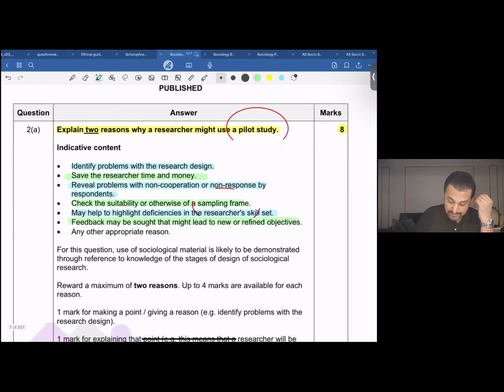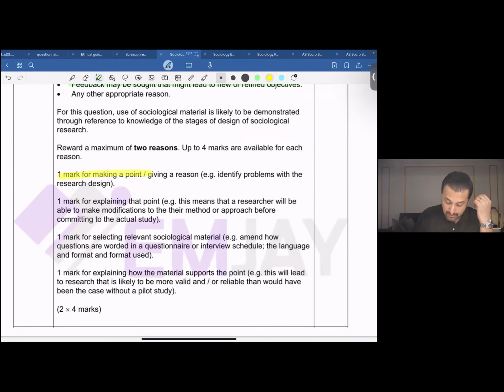How do you score an 8 on 8 on this? 1 mark for making a point, 1 mark for explaining that point, 1 mark for selecting relevant sociological material, 1 mark for explaining how the material supports the point.